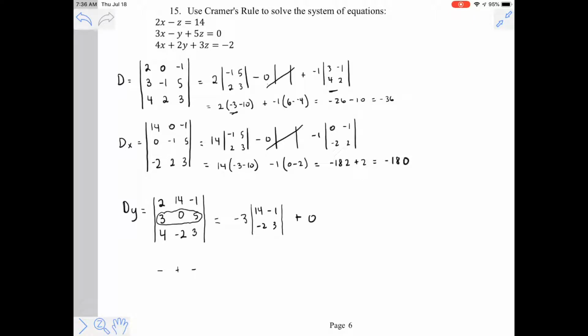And I add 0 times that determinant, and that's just 0. Then I subtract, and if I cross out the row and column with the 5, I've got 2, 14, and 4, negative 2, 2. And 14 times 3, 42 minus 2 times 4, 56.